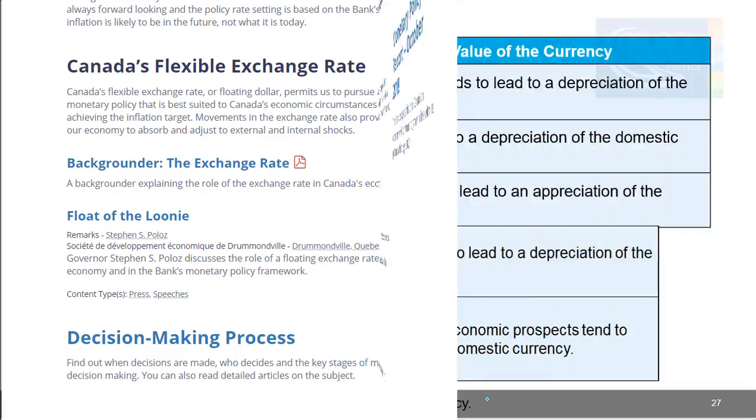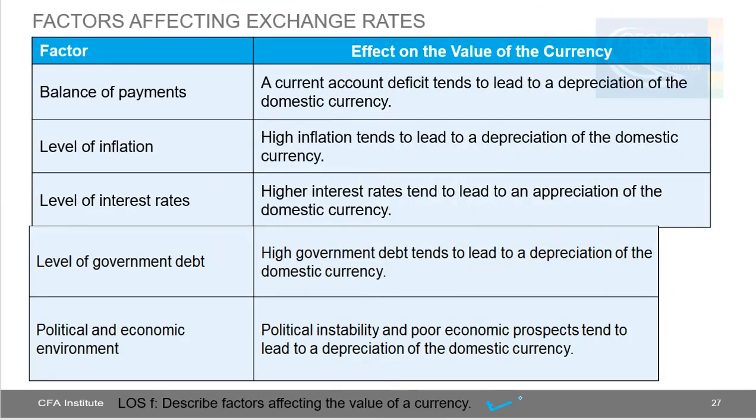In this case, I'm using Canada again, and it gives you some pretty good background information around the exchange rate. Learning outcome statement F is describe factors affecting the value of the currency. So there are 5 factors that are listed. Number 1, the balance of payments can affect exchange rates. Number 2, the level of inflation can affect exchange rates. Number 3, the level of interest rates can affect exchange rates. Also the level of government debt. And finally, political and economic environment.